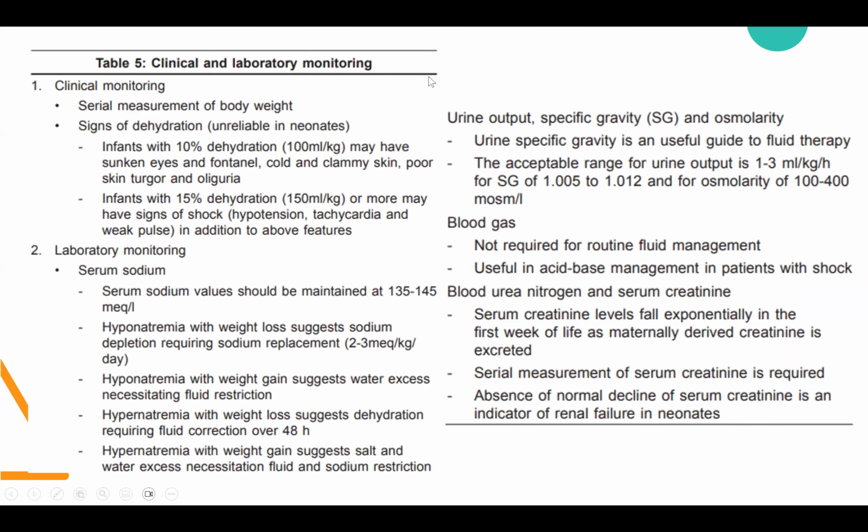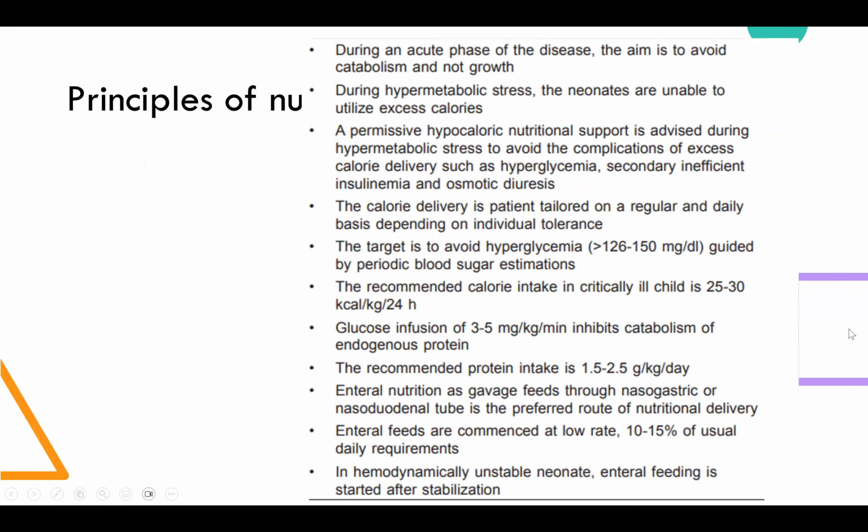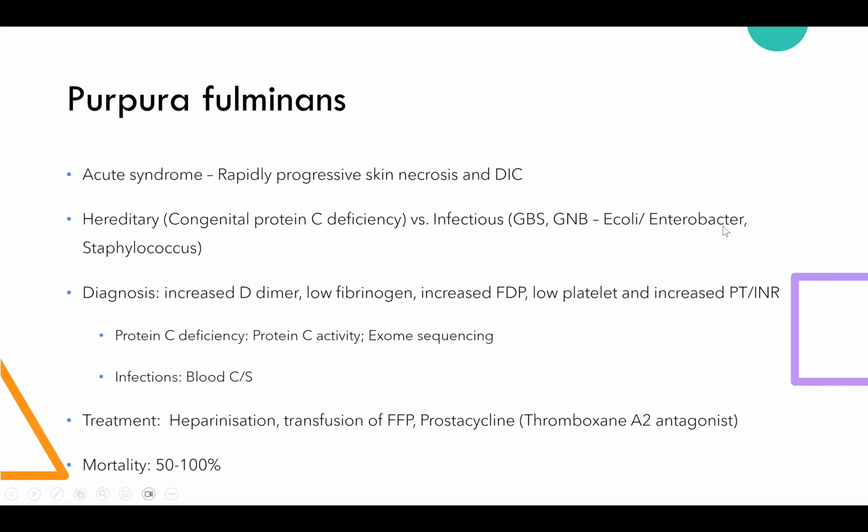So this is the clinical and lab monitoring. Clinical monitoring is serial measurement of body weight, monitoring of signs of dehydration, serum sodium, urine output, urine specific gravity, osmolality, blood gas, and monitoring for renal function, all will be required. This is the principle of nutrition management.